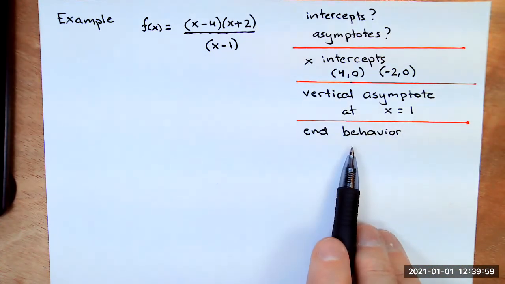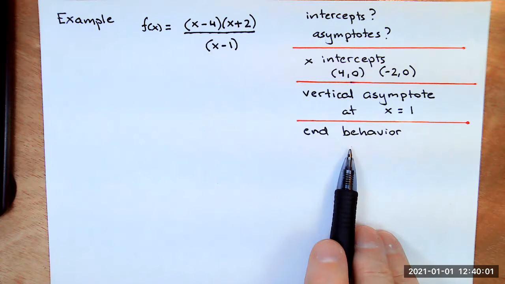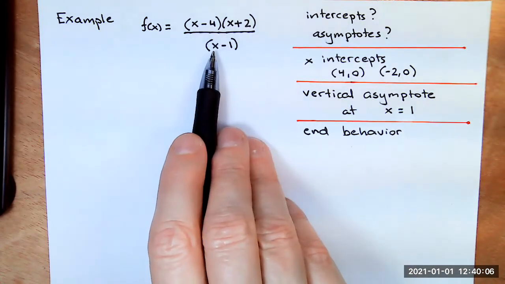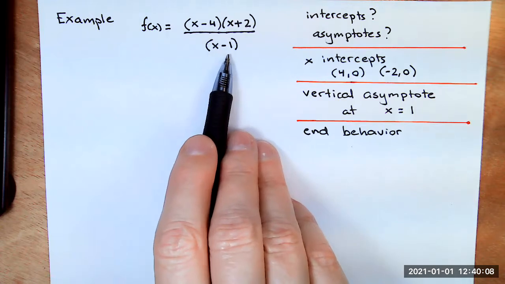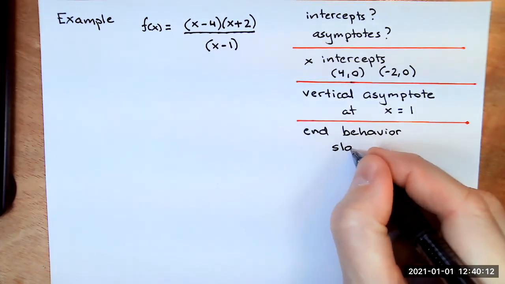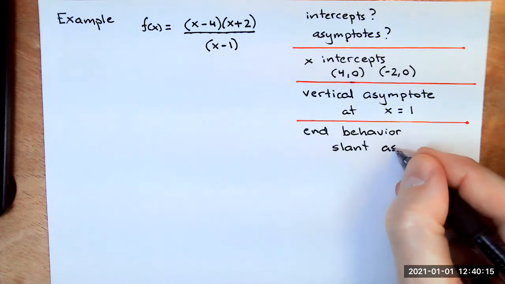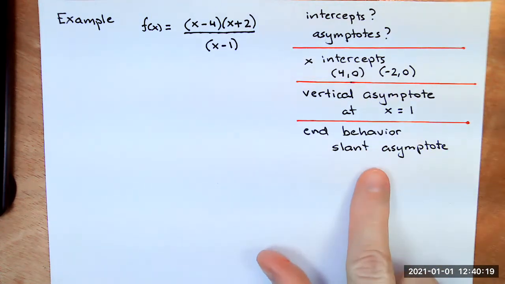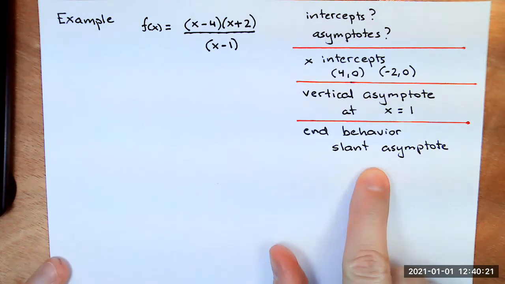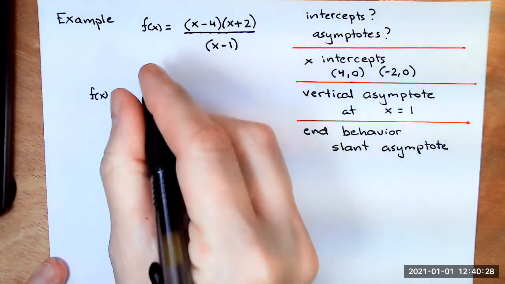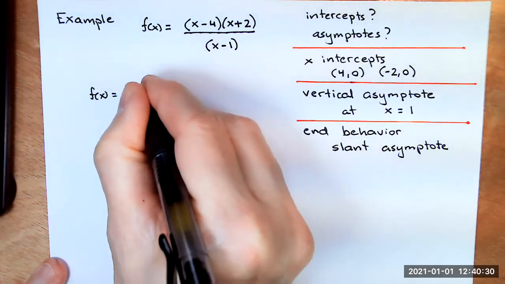What do you think will be the end behavior of this function? Well, the degree of the numerator is greater than the degree of the denominator, so it will have a slant asymptote. How will we find the slant asymptote? Well, we'll use long division. So I'll multiply this function out so we can divide it.